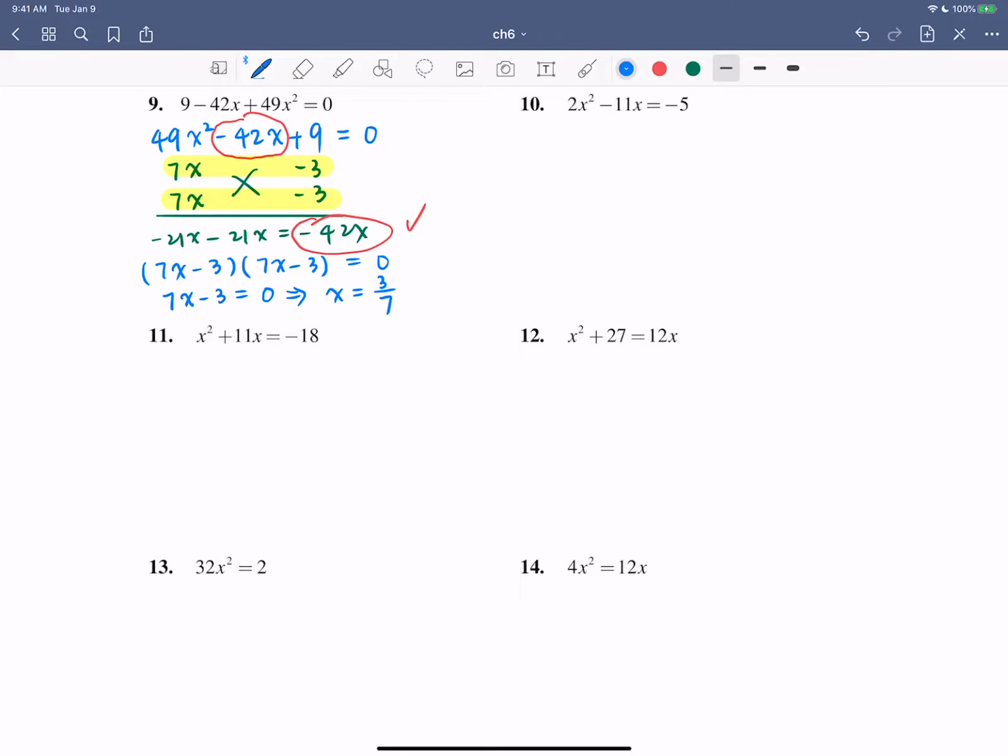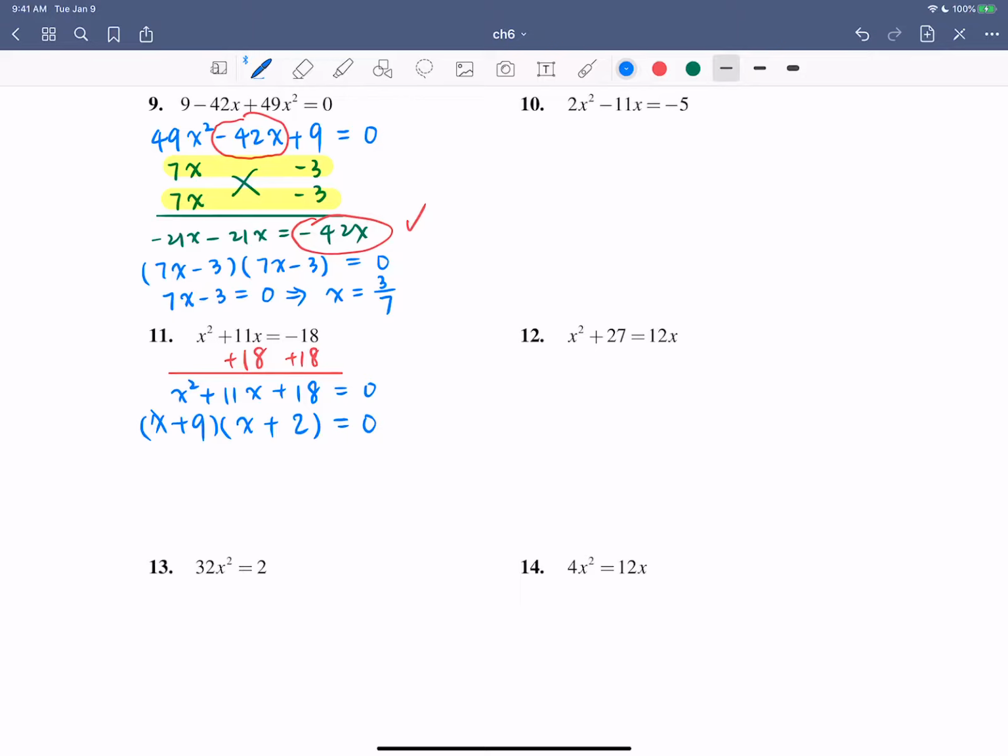Number 11. X squared plus 11x equals negative 18. First thing to do, move everything to one side, 0 on the other side. Since x squared has a positive coefficient on the left-hand side, I'm going to add 18 to both sides. Now we have x squared plus 11x plus 18 equals 0. And then perform educated guess. It's going to give you x plus 9, x plus 2 equals 0.